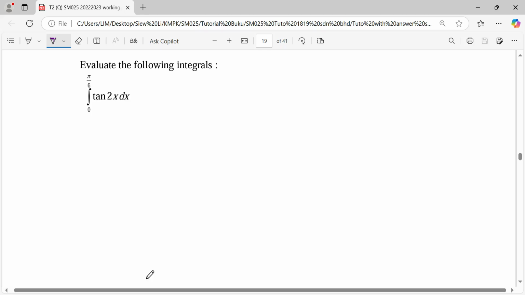Hi everyone, we're going to evaluate the following integral. So integrate from 0 to pi over 6 for tangent 2x. Every time we want to do integration, we try to simplify. As we can see, tangent 2x can be simplified into sine 2x over cos 2x.